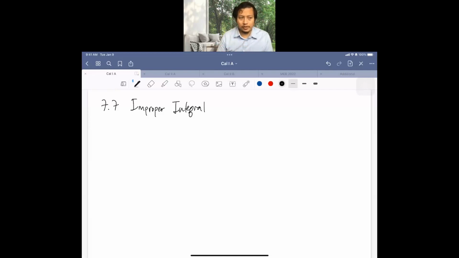Okay, what does improper integral mean? I believe we explained before. Let me check. Oh, it's not 7.7, sorry. It's 7.8. 7.7 is just the approximations using the midpoint and trapezoids. So I think I just skipped that.